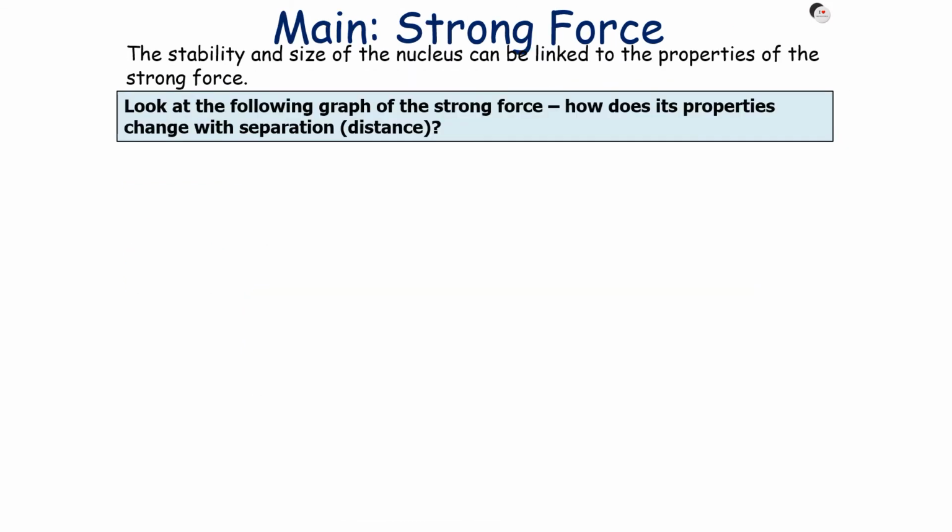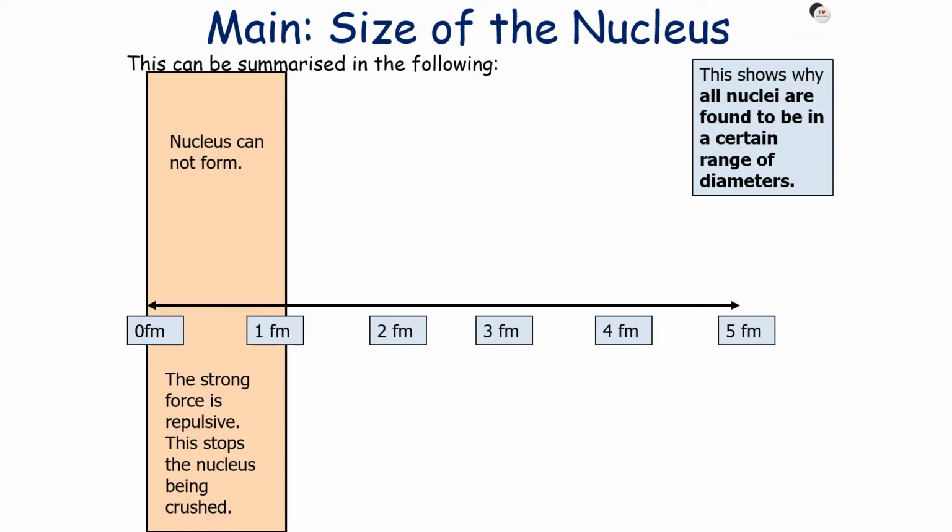So it's very important to understand how this works. To summarize, at distances less than about 1 femtometer, the nucleus can't be crushed further because the strong interaction is repulsive, so it stops the nucleus being crushed.